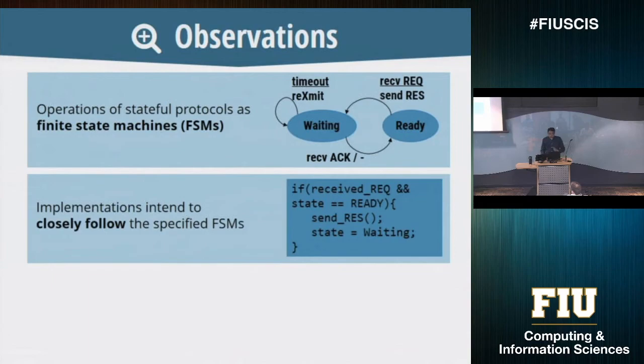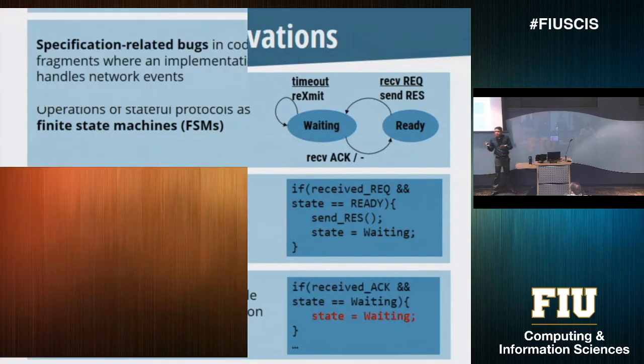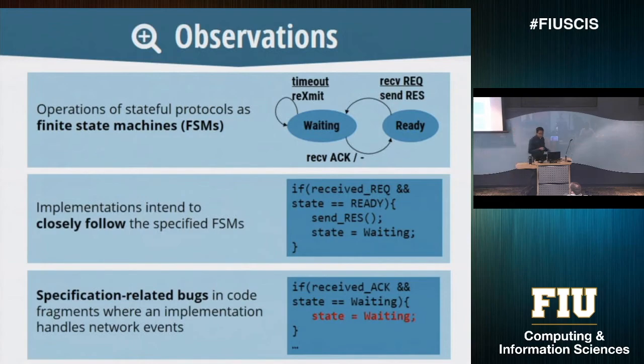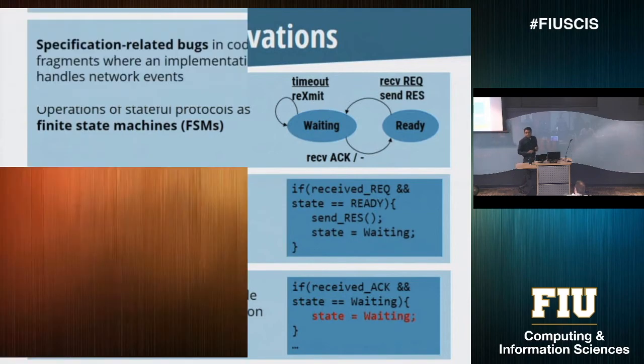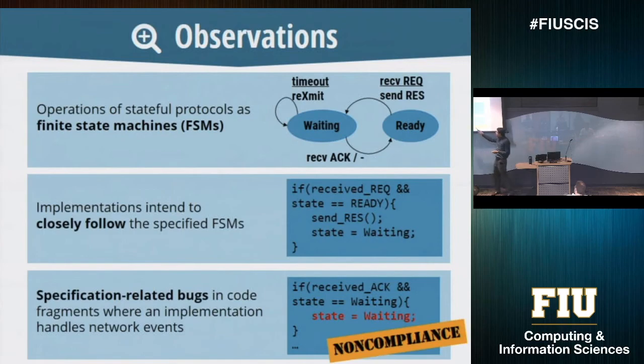We also notice that when developers try to implement this code, they closely follow these specifications, as you can see in the code snippet. And specification-related bugs often occur in the code segments where the protocol tries to handle network events, in other words, network event handlers. In this example, even after receiving an ACK, the specification says it should return to the ready state, but the code is not doing that, right? So that's a non-compliance, and the incorrect assignment to the state variable is the bug there.